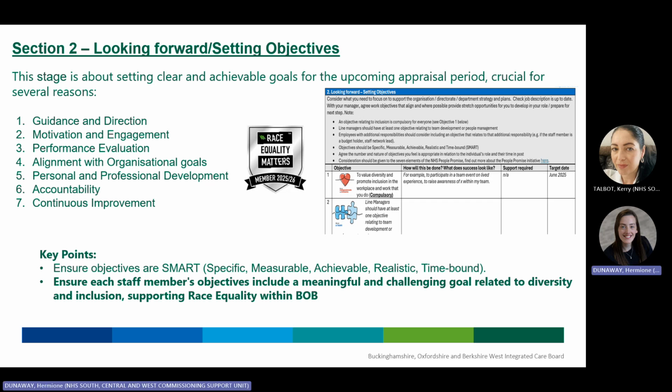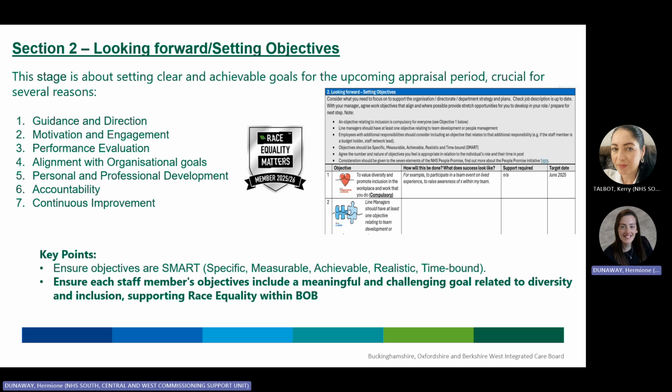Using this SMART acronym when setting objectives as a bit of a tick list can help ensure both you as managers and staff members have a clear understanding of the meaning of their objectives and how they can be expected to be held accountable to meet them.